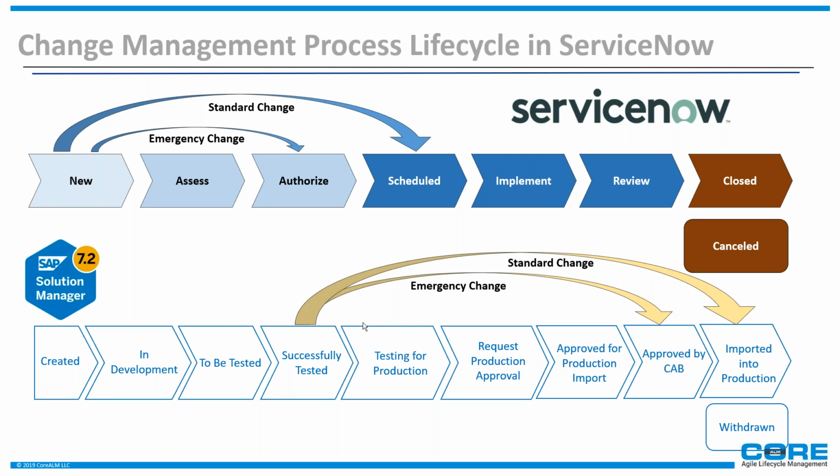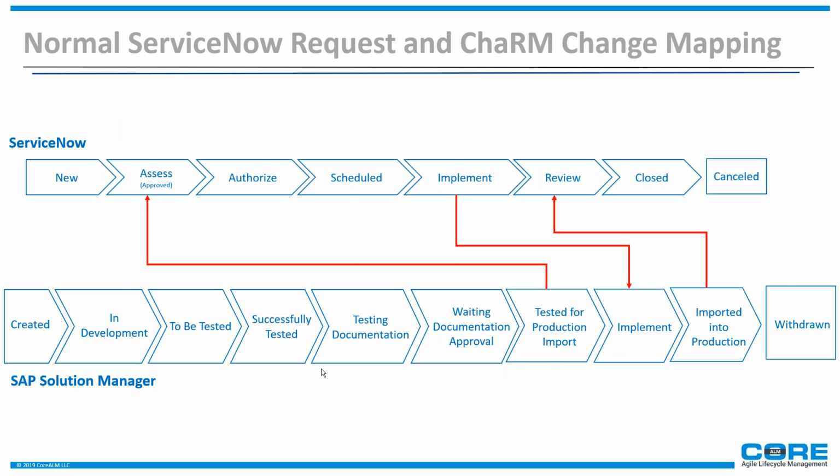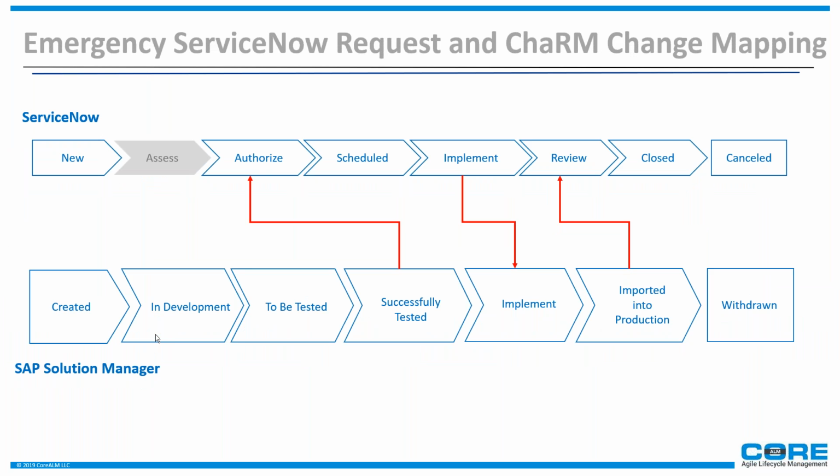Now, within our connector that we have, these workflows can be mapped to any workflow that you need to. Meaning that it's very fluid. So, for example, I'll show you on the next screen, here's a normal change that's mapped. What we think is best practice in this case. It gets created in ServiceNow. At that point, when it gets to assess and gets approved, it'll create it in Charm.